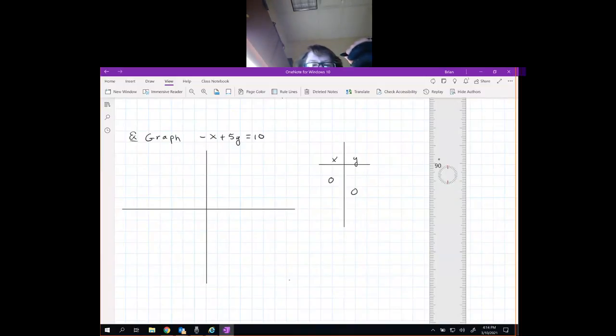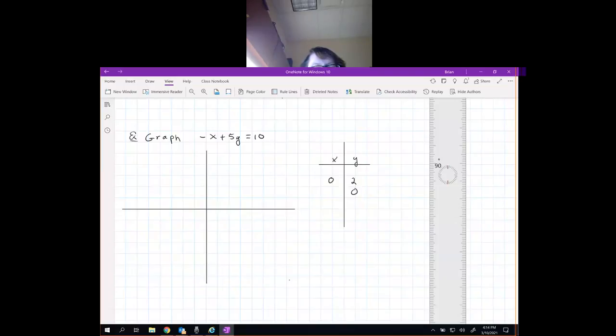You can let x be 0 and see what you get for y, and then allow y to equal 0, and then see what you get for x. In a case like this, it works out well: when x equals 0, y is equal to 2. And when y equals 0, x equals negative 10.